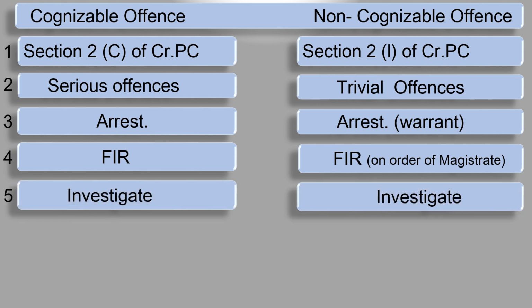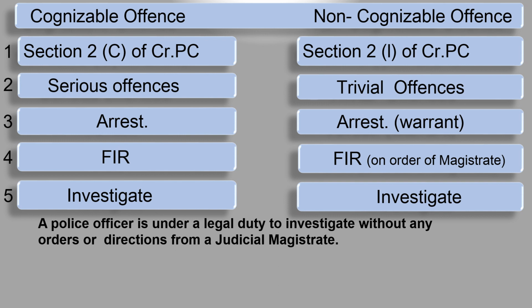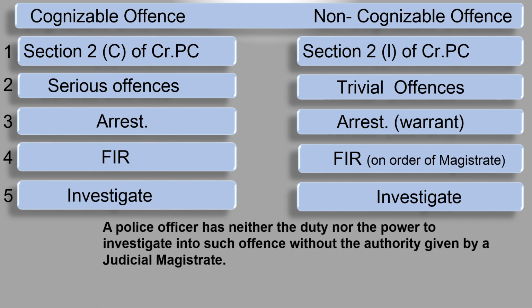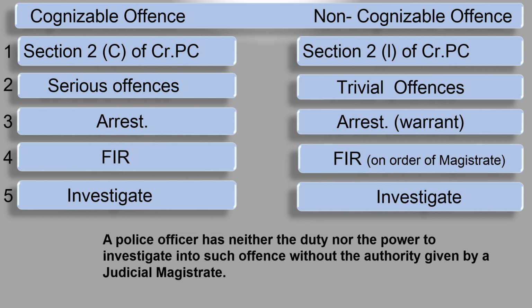investigation. In cognizable offenses, a police officer is under legal duty to investigate without any orders or direction from the judicial magistrate. Whereas in non-cognizable offenses, a police officer has neither the duty nor the power to investigate into such offenses without the authority given by the judicial magistrate. Means the judicial magistrate will order the investigation in non-cognizable offenses.